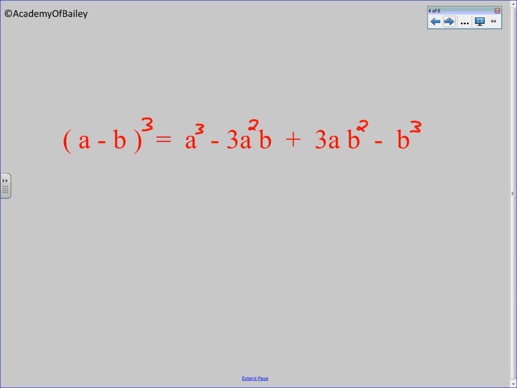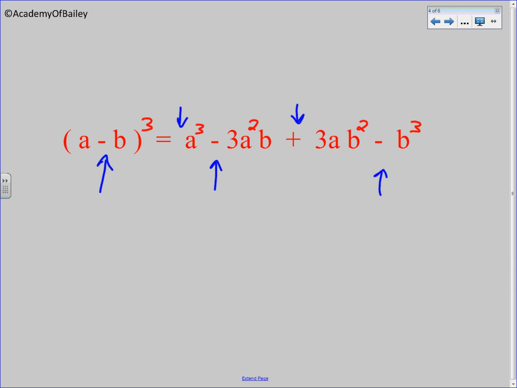All right, let's move on. Here is the pattern if there's a subtraction sign inside the parentheses. You notice the only difference is the second term and the fourth term will have minus signs with them. You still have a positive first term and a positive third term. Everything else is the same.